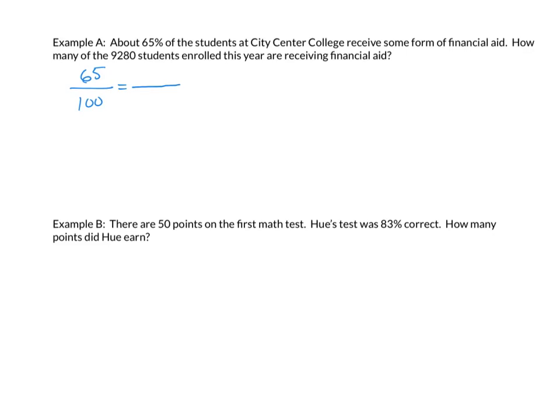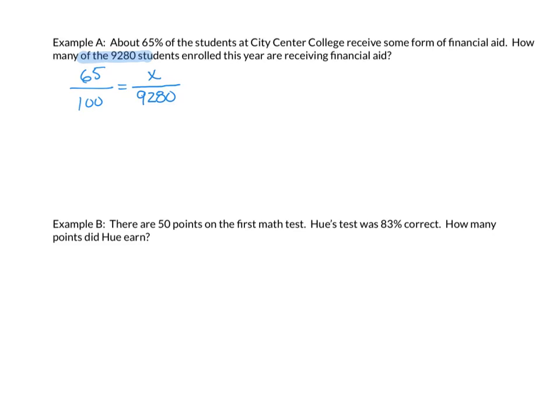9,280. Is this the part or the whole? Is it going to go on top or bottom? So some key words that we have here, notice that we have of 9,280. Also, this is the total student body. So this is going to be the whole, which means that it goes on bottom. We have 65% receive financial aid, and we want to know what is that amount, and so X will go on top.